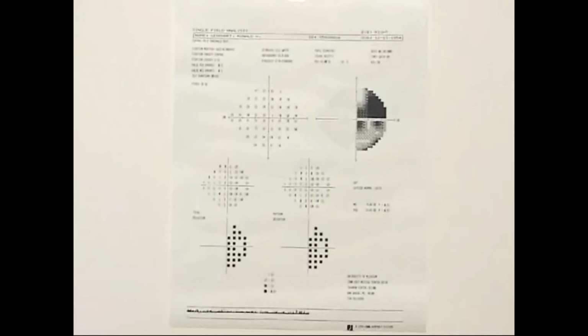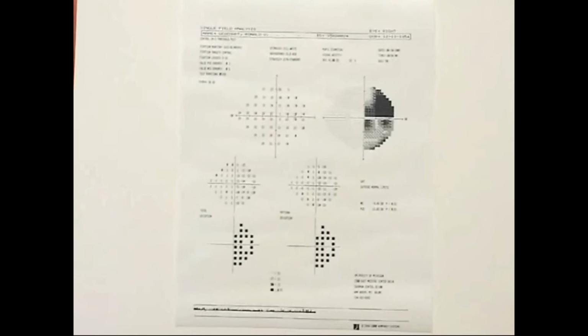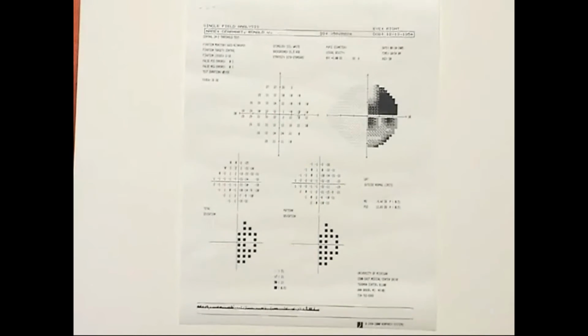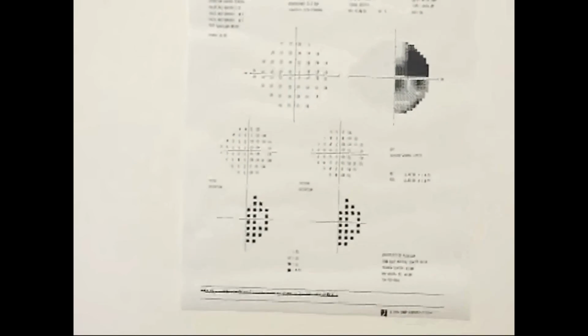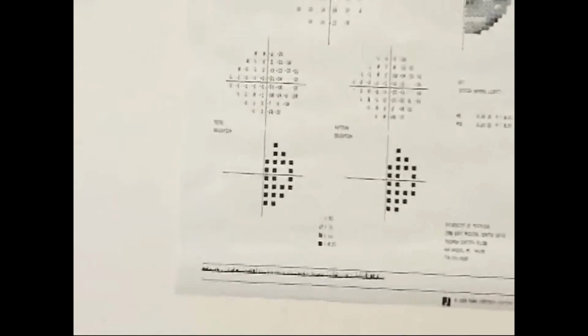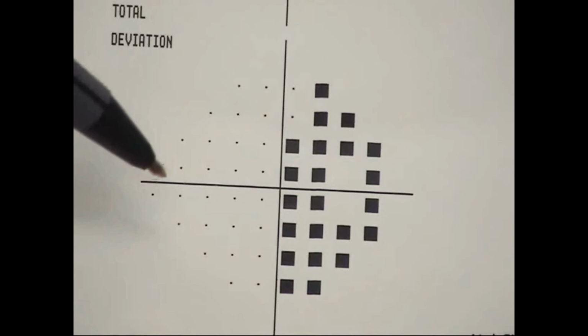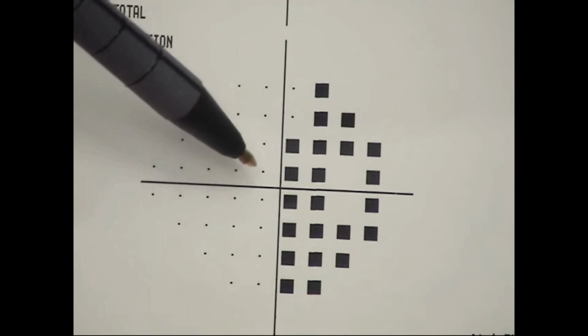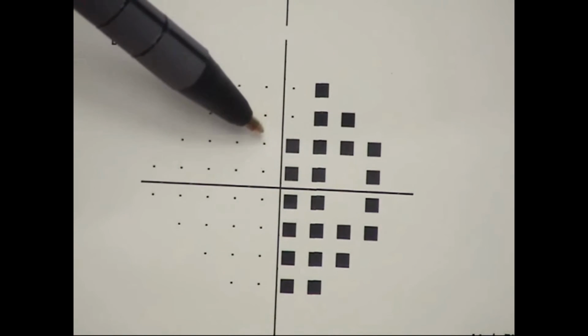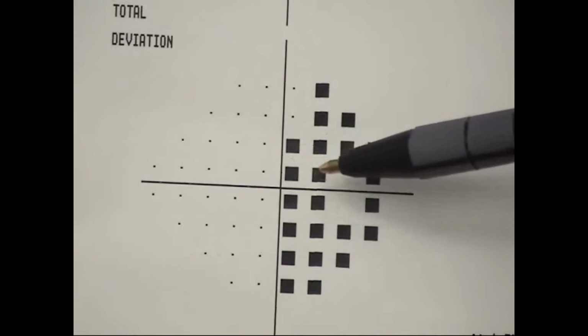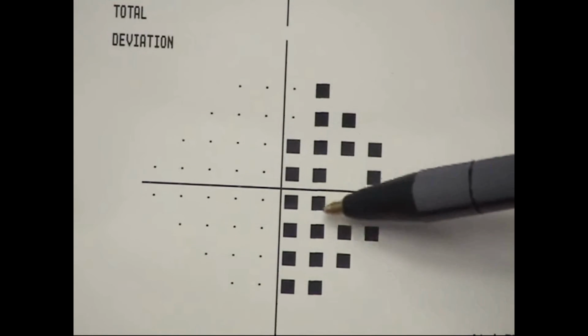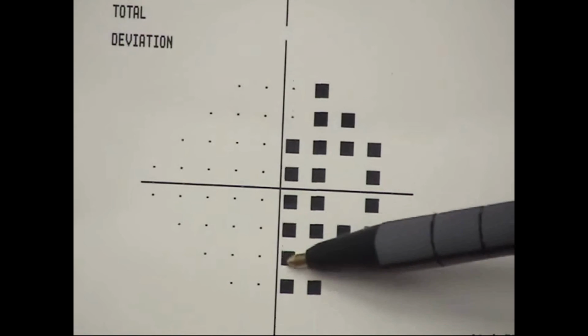The results of formal static visual field testing are displayed on a data sheet. A series of threshold points tell you how well the patient could see at those points in the visual field. Small dots tell you that the patient could easily detect a dim light at those points in the visual field. Dark squares tell you that the patient could only detect a very bright light at those points.